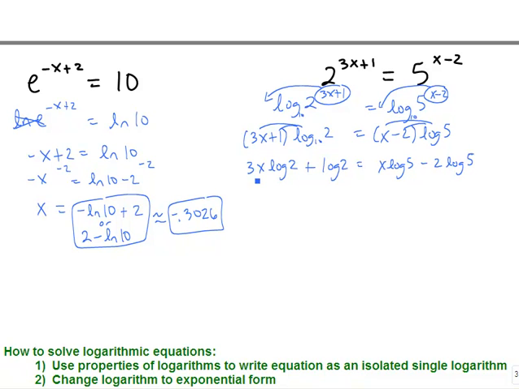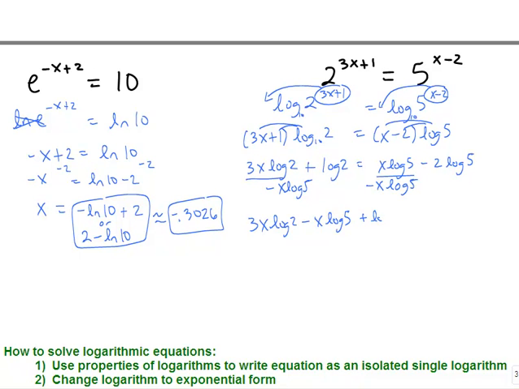Now we have two x's here. We have this x and we have this x. We want to get them together. So I'm going to subtract x log 5 from both sides. And I'm going to squeeze that in between. So I'll have 3x log 2, and I'm going to squeeze in that minus x log 5.